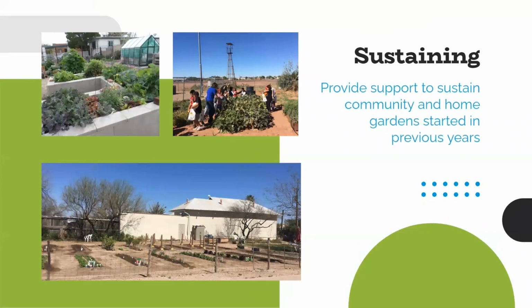Work to support sustaining community and home gardens started in previous years could look like providing technical assistance or continuing education to gardeners, building the leadership of community members or site partners to maintain a garden, or convening garden networks to work on things like additional funding, programming, mentorship, or long-term land use agreements.